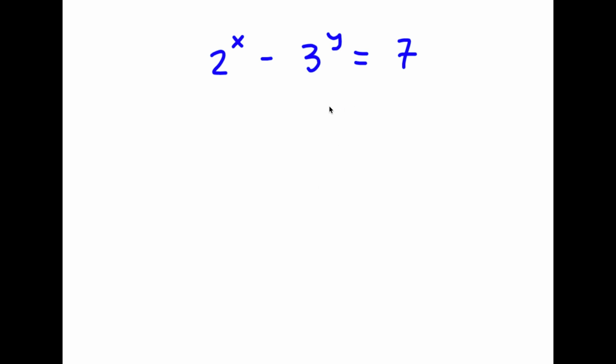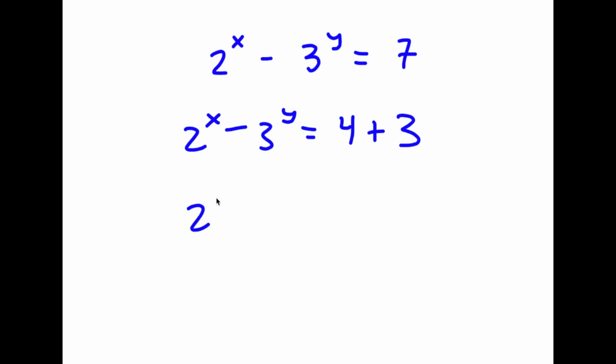Alright, so in this problem, I have 2^x - 3^y = 7. So I'm going to first start by rewriting 7 as 4 + 3. So now I have 2^x - 3^y = 4 + 3. And 4 is the same thing as 2 to the power of 2, 2 squared.